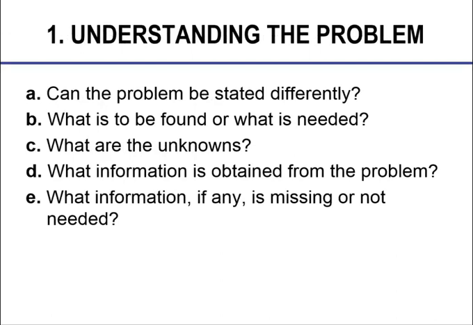All right, can the problem be stated differently? What is to be found or what is needed? What are the unknowns? What are you looking for when you solve a problem? What information is obtained from the problem? Write down everything that's there and write down everything you're looking for. And what information, if any, is missing? Sometimes you don't even have enough information to solve a problem, or if you do, you might have to have some sub-goals to get to your ultimate goal of solving the problem.